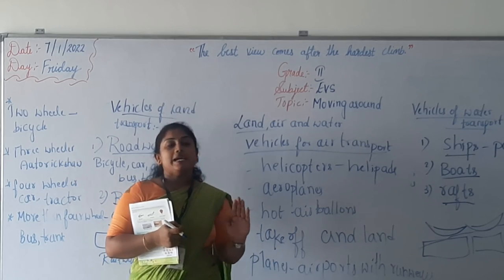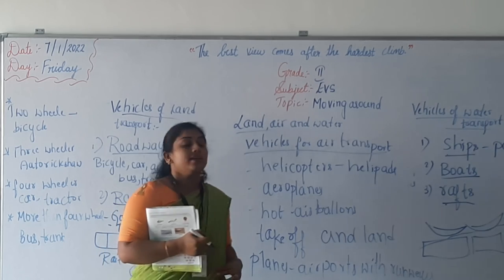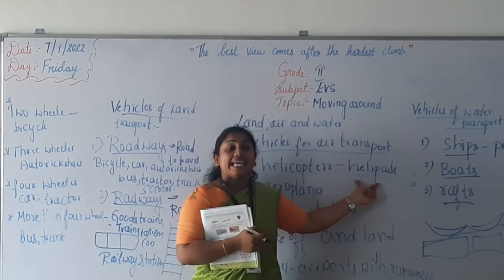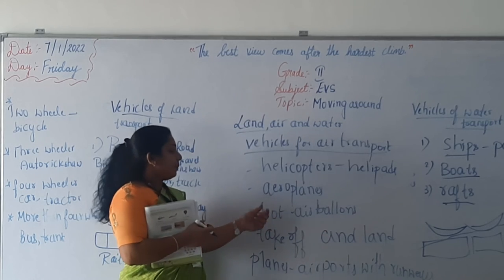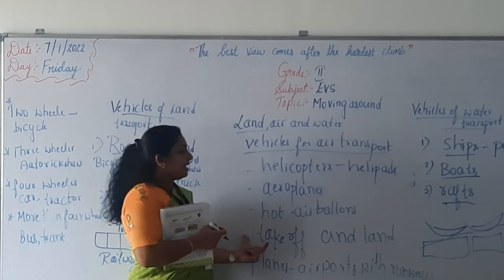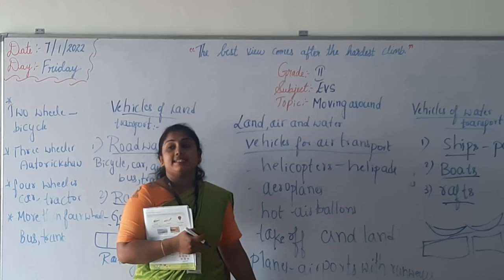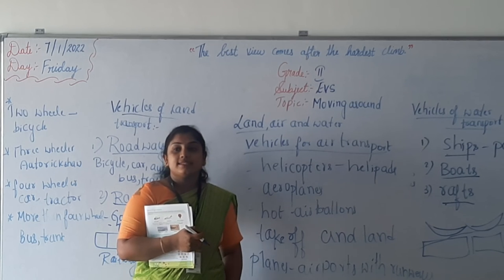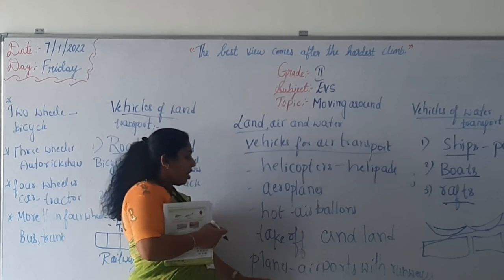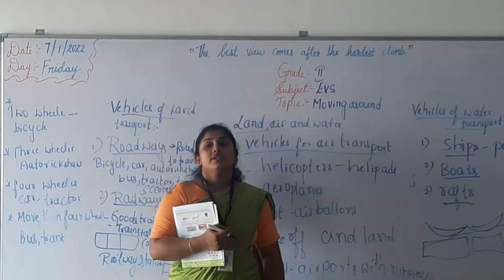So, taking off means going up. Landing means coming down. Helicopters have a special place called helipads. Aeroplanes or air balloons have to do the action of take off and land. Have you all seen the Navy planes? Sometimes they move around here. Have you observed? So, here they need what? Airports with runways.